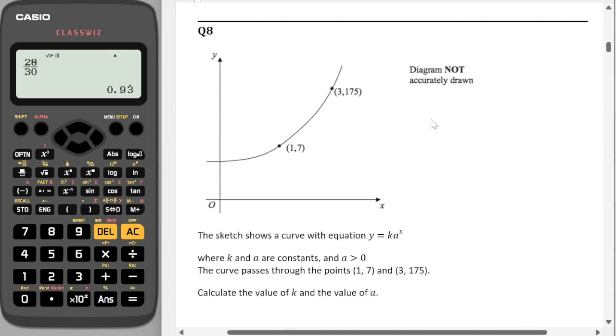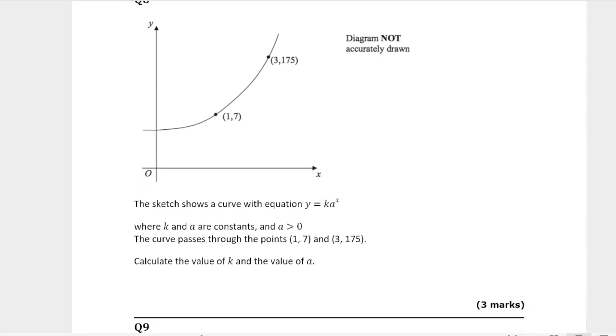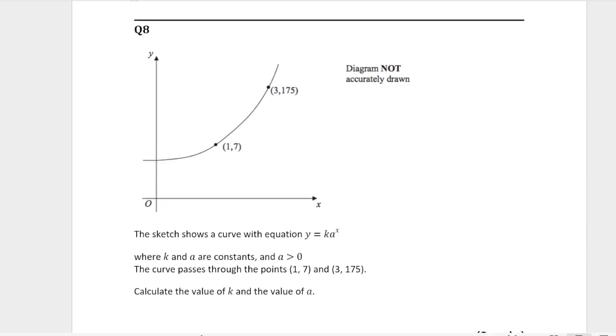Right, question 8. The sketch shows a curve with equation y equals k a to the power x, where k and a are constants and a is greater than 0. The curve passes through the points (1, 7) and (3, 175). Calculate the value of k and the value of a.